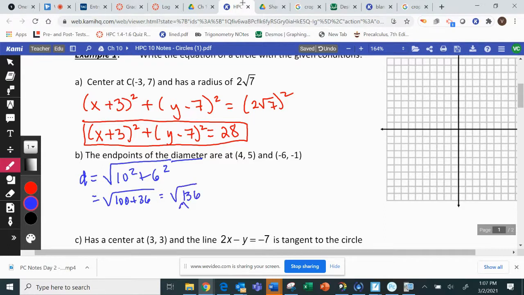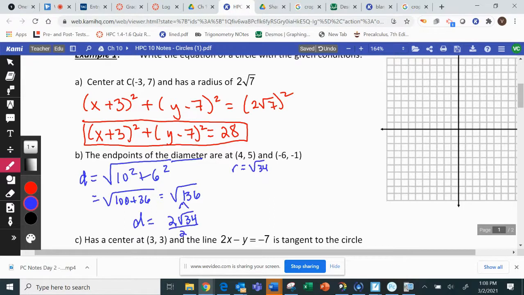Break that down. 4 goes into 136. So we get 2√34 for the distance between these two endpoints. That's our diameter. Divide by 2, so we get our radius of √34. Okay, got our radius.